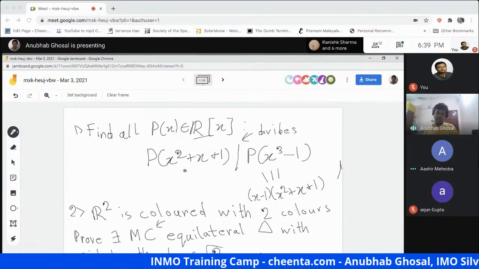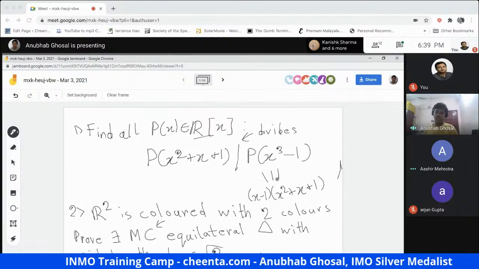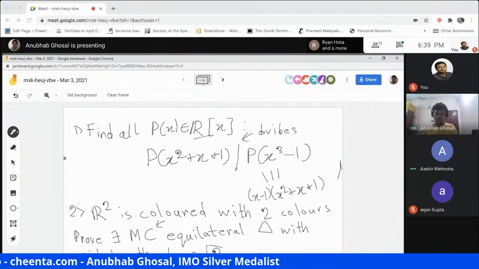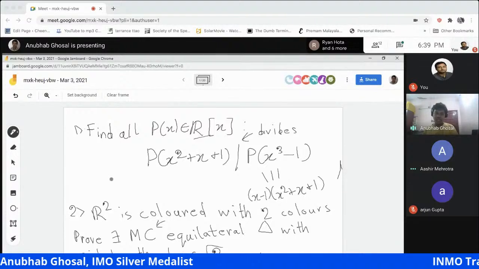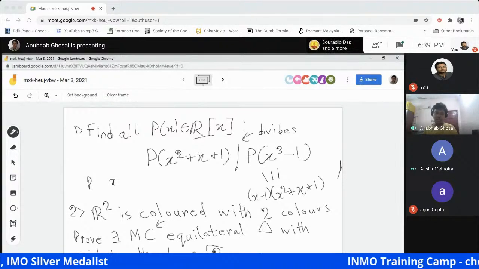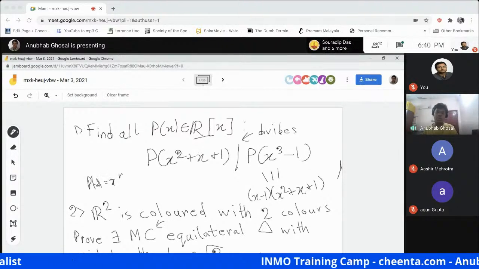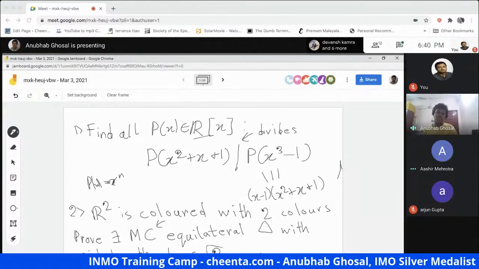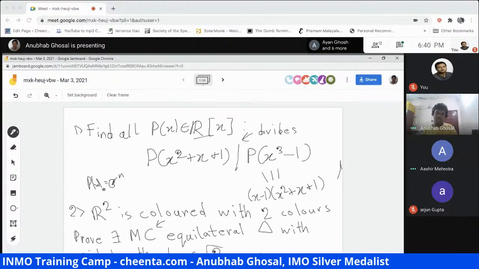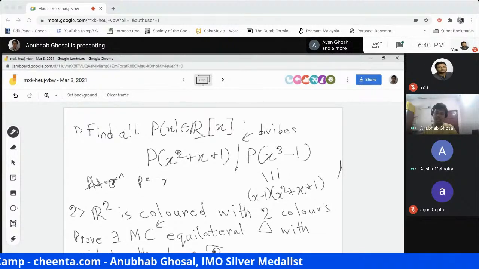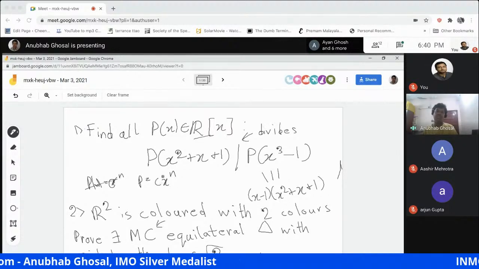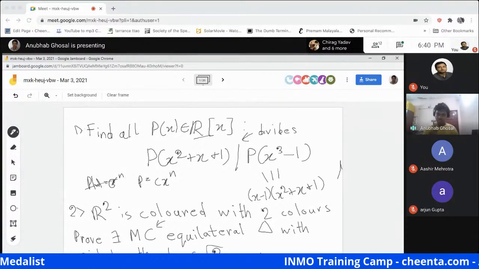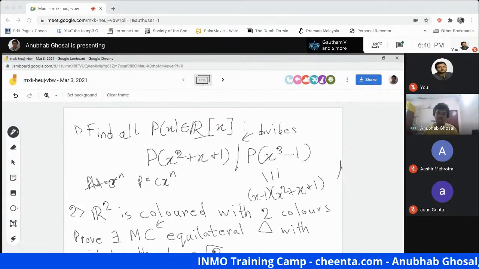Firstly, x squared plus x plus 1 divides x cubed minus 1, as somebody pointed out as soon as I wrote the question. So you can see that p of x equals x to the power n, let's say, is a solution to this, and any constant multiple of that is a solution. So p equals c times x to the power n is a solution. And I'll tell you this: these are in fact the only solutions. So you have to prove that these are the only solutions.